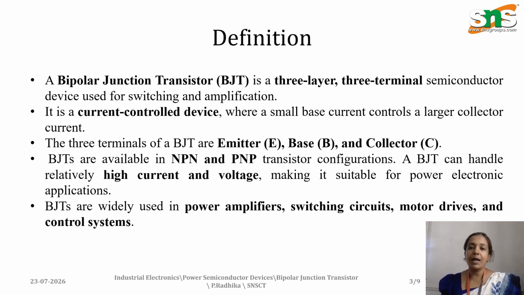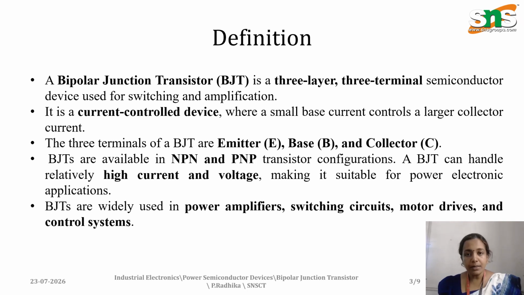So coming to the title, bipolar junction transistor, it has three layers and three terminals. It is a semiconductor device. The three terminals in it are the emitter, base, and the collector. We have two types of configurations in bipolar junction transistor.